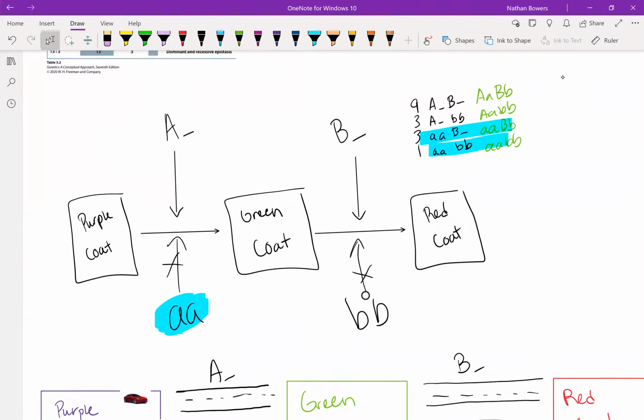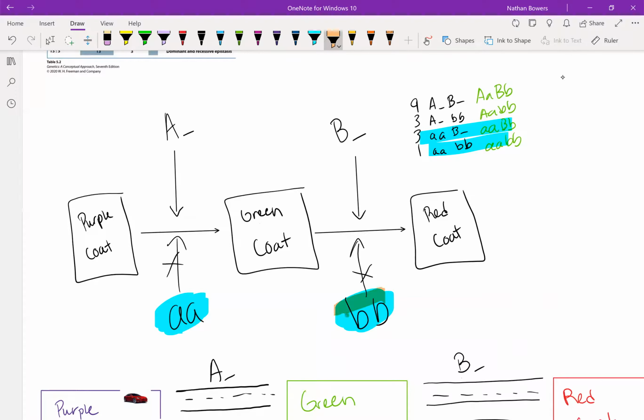Now, if we have one big A allele, we can get from this purple coat to the green coat. But if we don't have a big B allele, if we have 2 small b alleles, we are stuck at the green coat because we cannot get to the red coat. Therefore, if you have a big A allele and 2 small b alleles, you have a green coat.